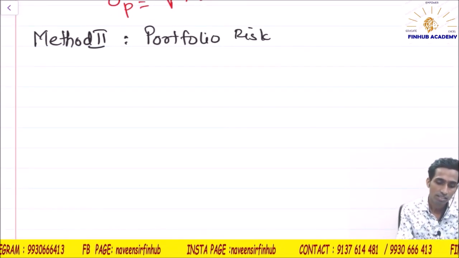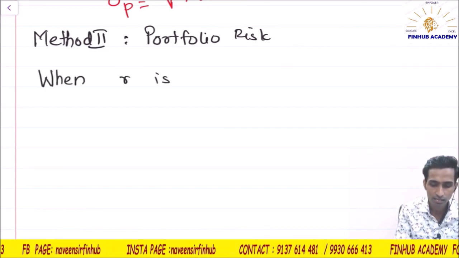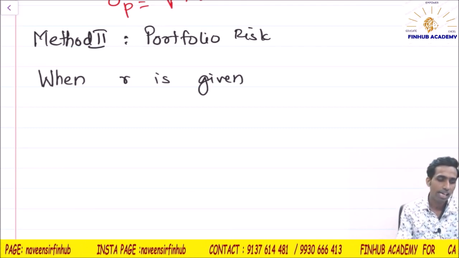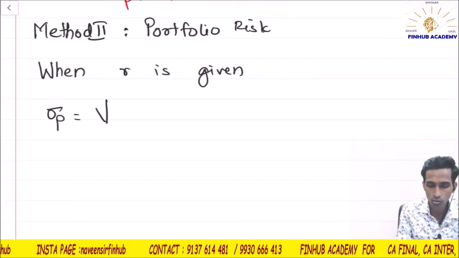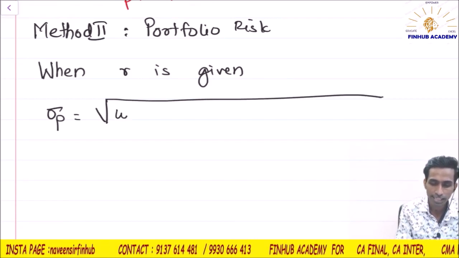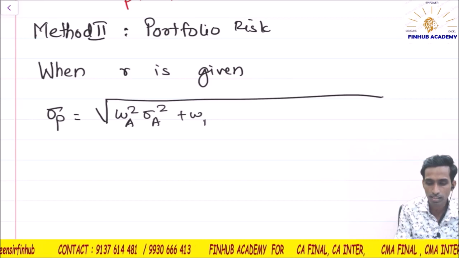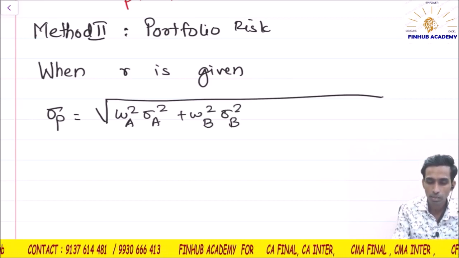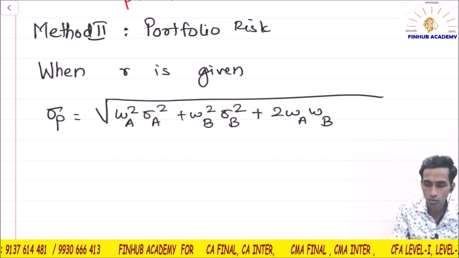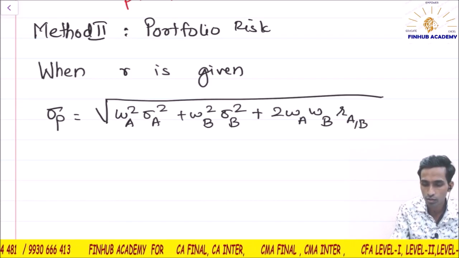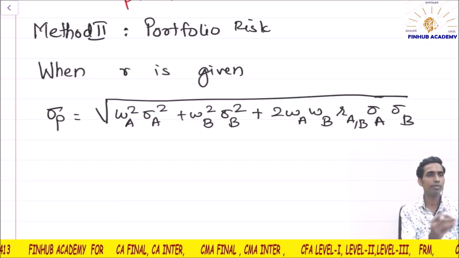Listen carefully. When R is given, when correlation is given, at that time the standard deviation of the portfolio becomes under root weight of A square into standard deviation of A square plus weight of B square into standard deviation of B square plus 2 into weight of A into weight of B into R of A comma B into standard deviation of A into standard deviation of B. Understood? Such a simple formula.